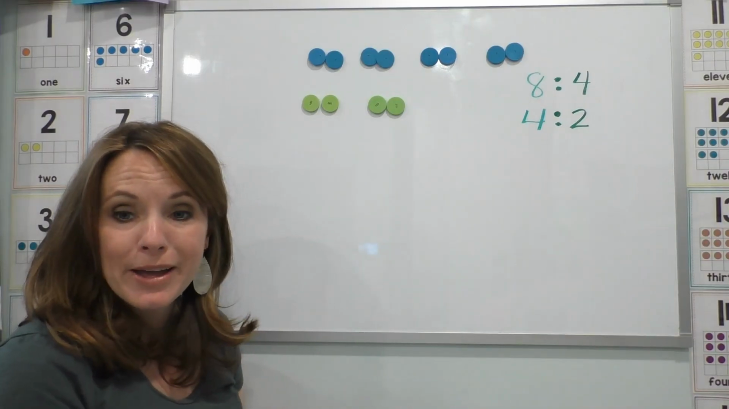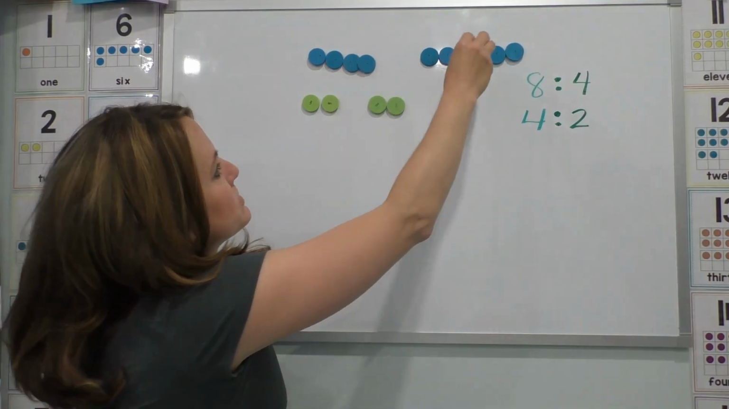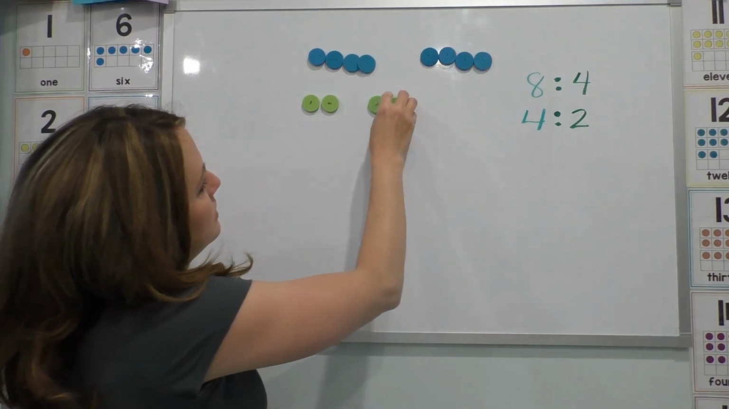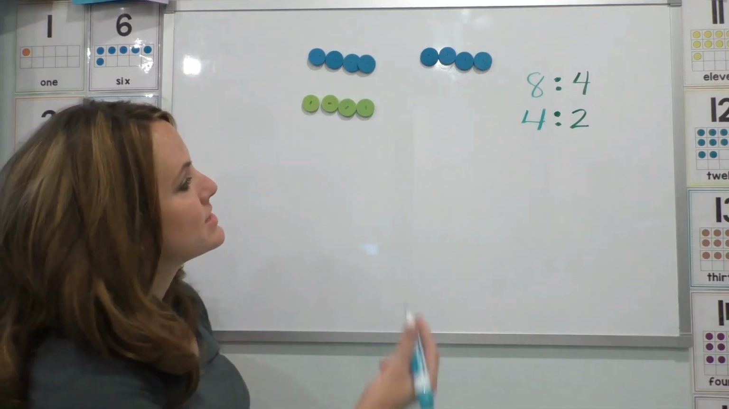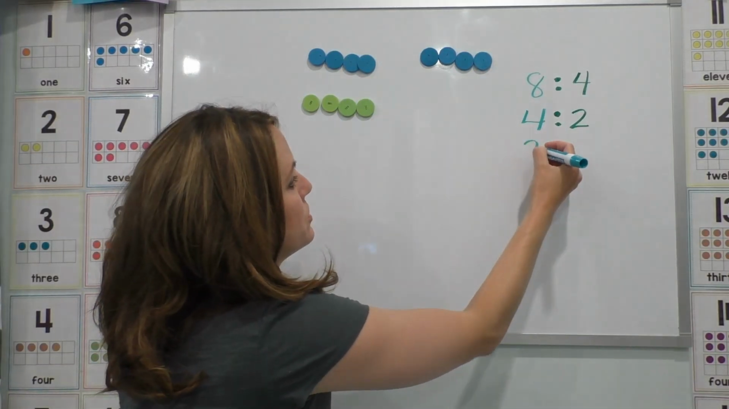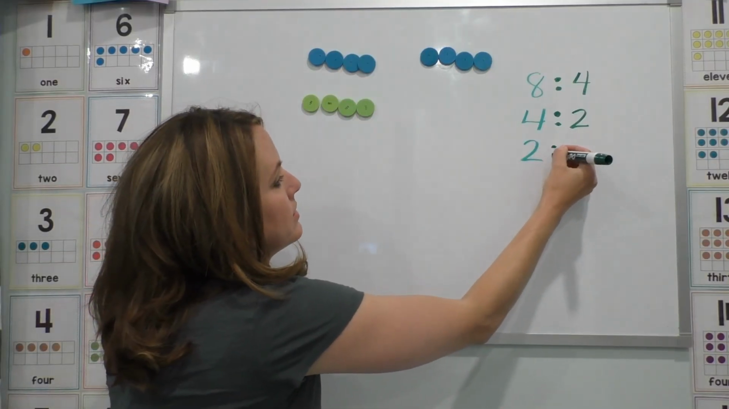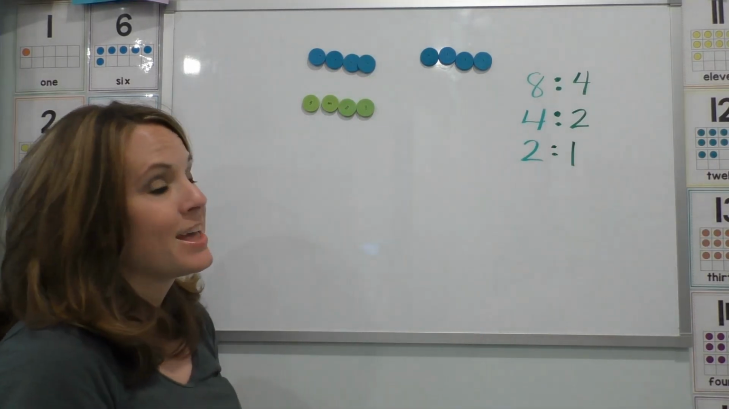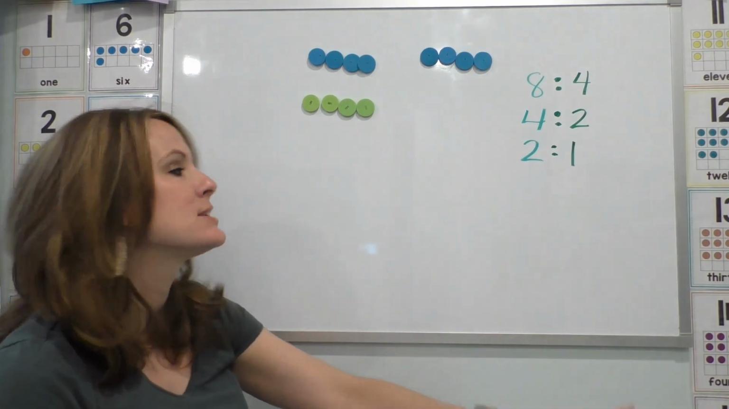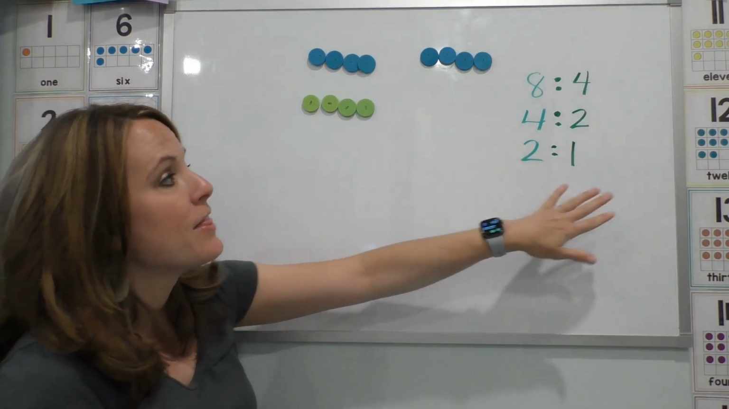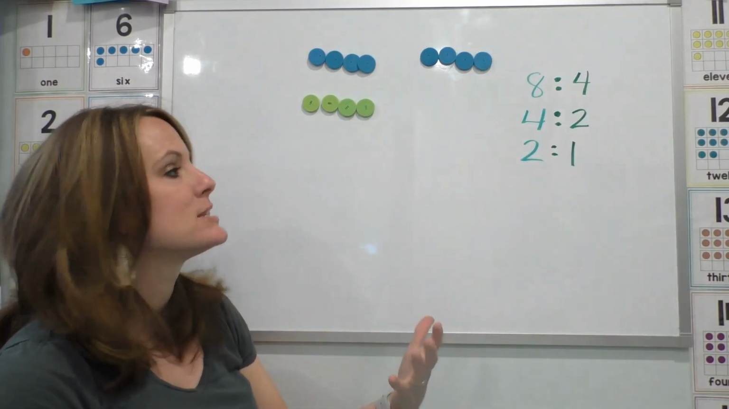Is there another way? Let's think about this. Let's say I wanted to group them into groups of 4. Now, how would you record this? I would say that I have a ratio of 2 groups of 4 to 1 group of 4. These are all equivalent ratios. Now you've talked about equivalent fractions. These are equivalent ratios. They are equal to one another. They just look different. It's a different representation.